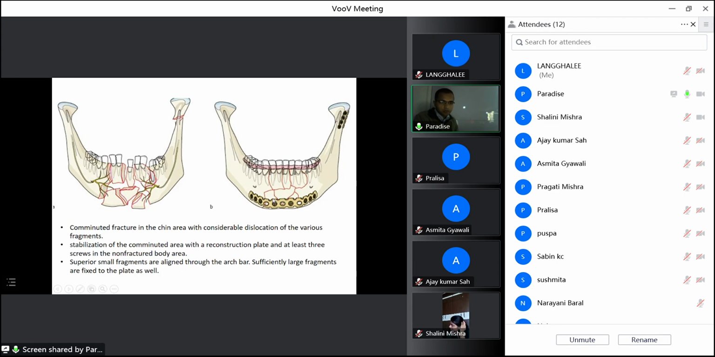Sometimes what we do, we place mini plate, we assemble the fragments. Okay, we place mini plates here. After placing the reconstruction plate, we remove the mini plates intraoperatively. The purpose of mini plate is just to assemble the small fragments. Once the fragment is held together by the reconstruction plate, we can remove the mini plate intraoperatively.